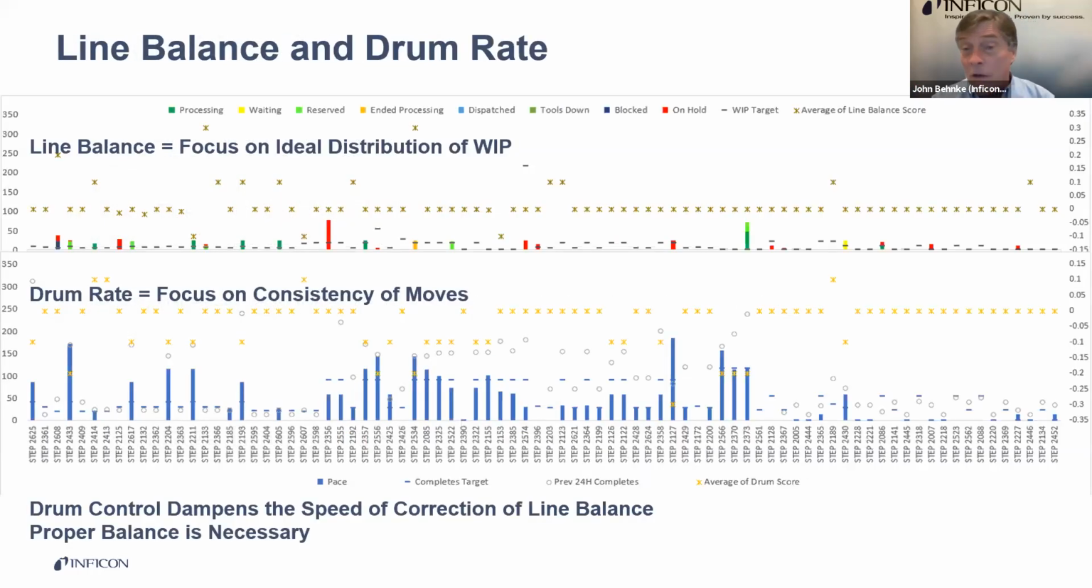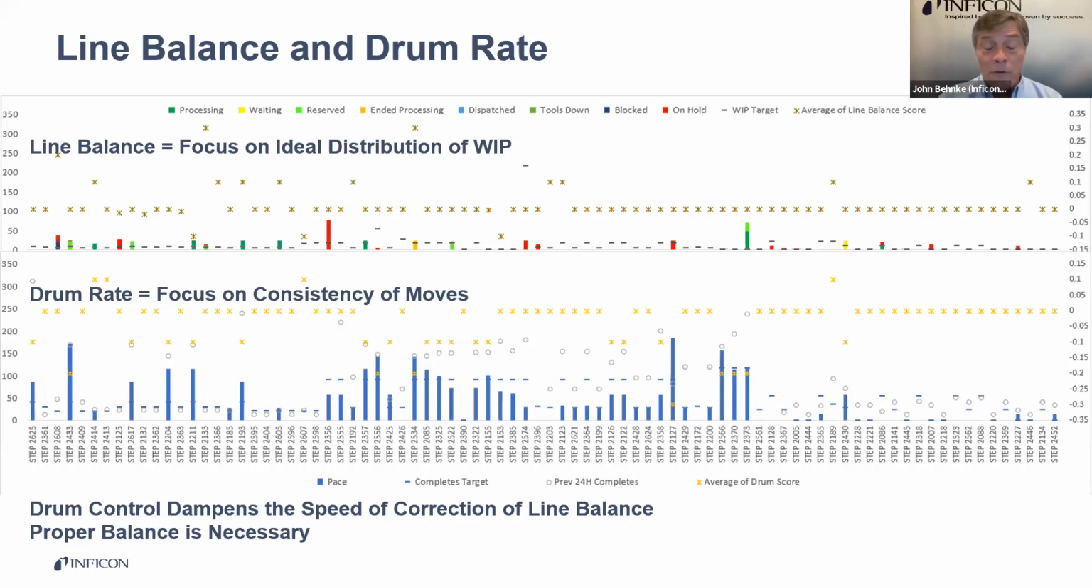Line balance is often shown in multiple ways. Again, we really don't have time to go over what every one of these characters and items mean on this particular chart. In general, people think of line balance as focused on almost one of two things.